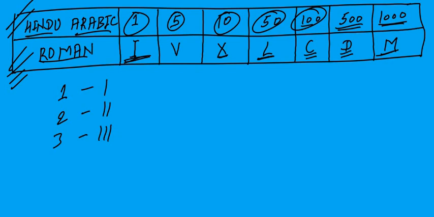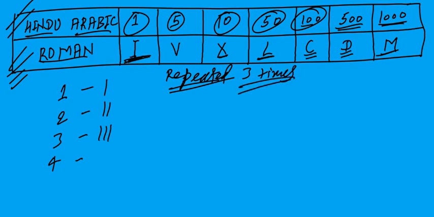Now we are going to write 4. Here students get confused because they don't know the rules of Roman numerals. Roman numerals tell us that any symbol will be repeated only 3 times, not more than 3 times. So for 4 we cannot write I 4 times.